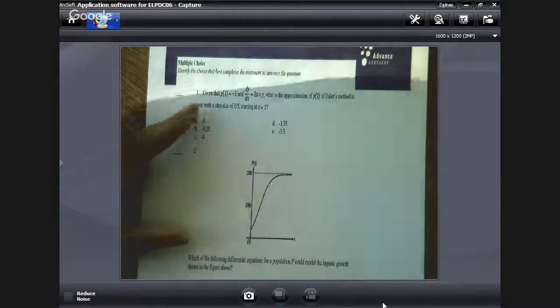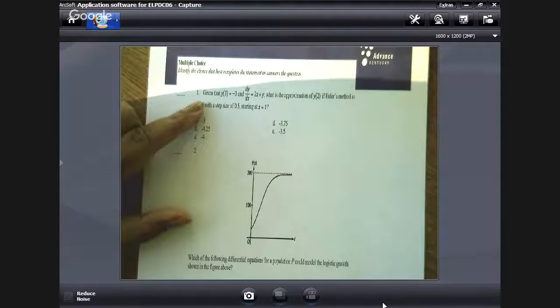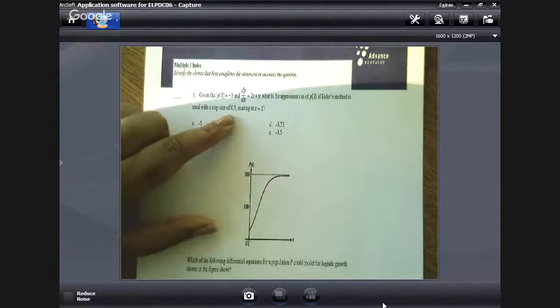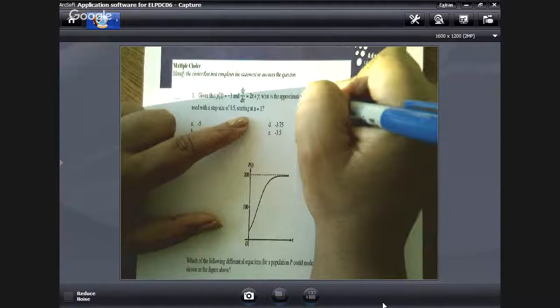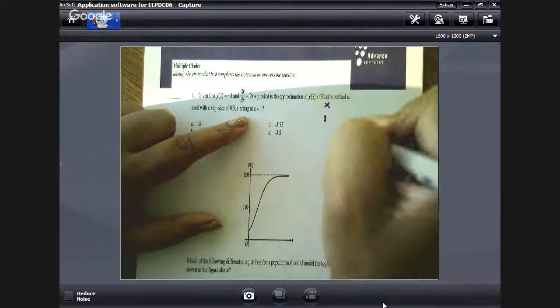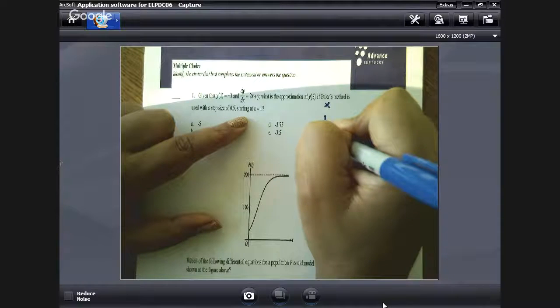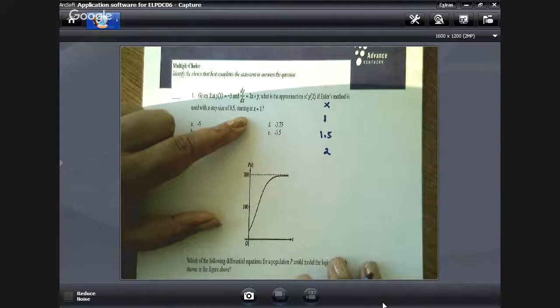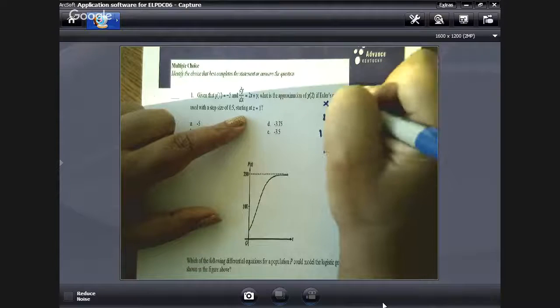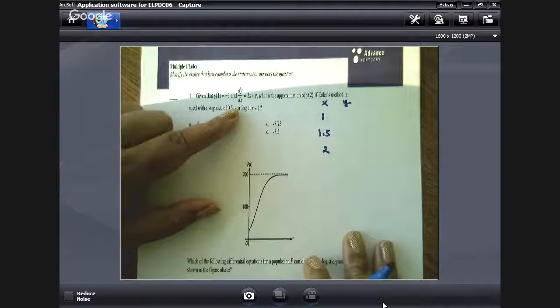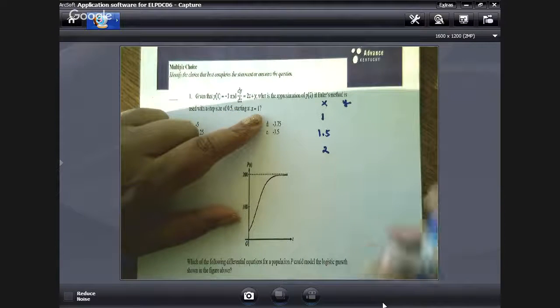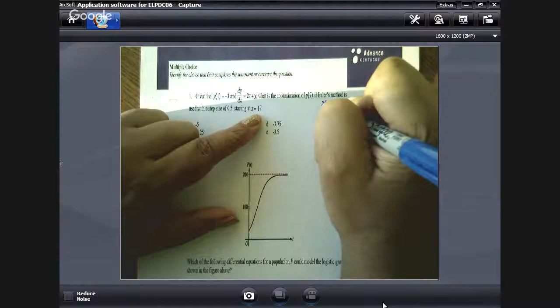So in number 1, we're given the point y(1) equals -3 and dy/dx. What's the approximation of y at x equals 2 if Euler's method is used with a step size of 0.5, starting at x equals 1? So we actually have 3 x values, right? We have 1, we have 1.5, and we have 2. We're basically taking 2 steps. I'm going to write this as a table so you get an idea of how you can do that. When x is 1, y is -3.